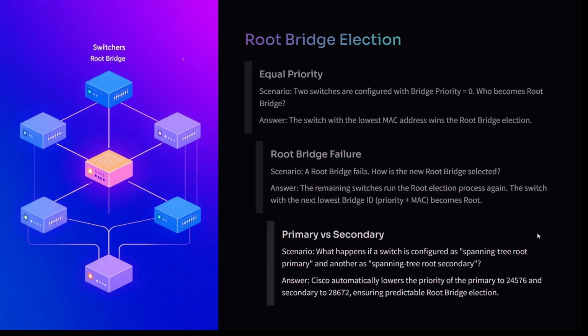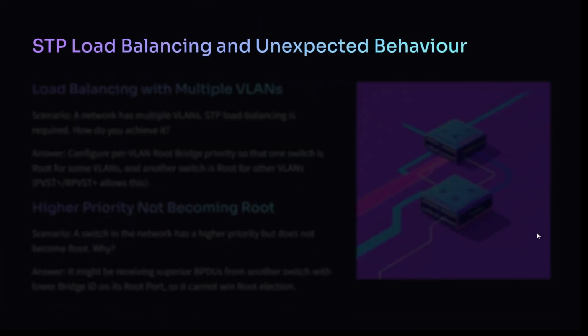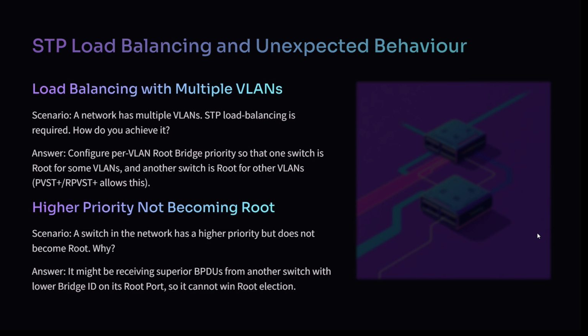Primary versus secondary. Scenario: what happens if a switch is configured as spanning-tree root primary and another as spanning-tree root secondary? Answer: Cisco automatically lowers the priority of the primary to 24576 and secondary to 28672, ensuring predictable root bridge election.